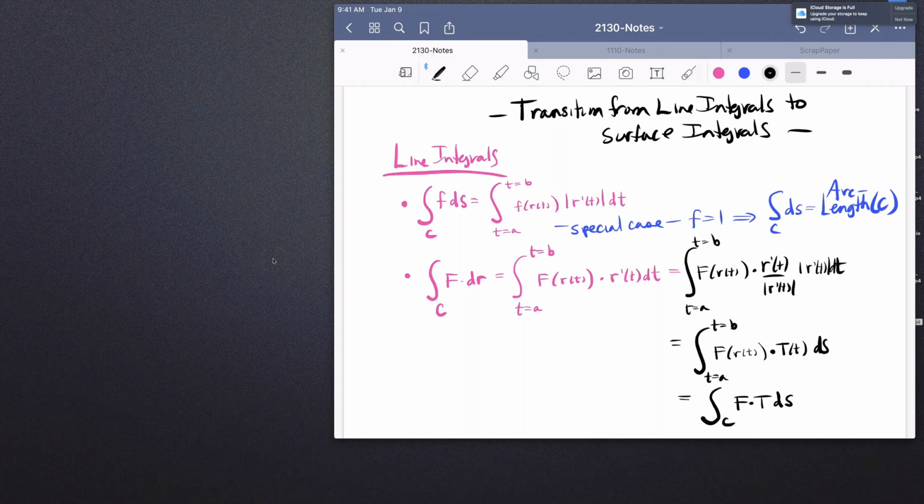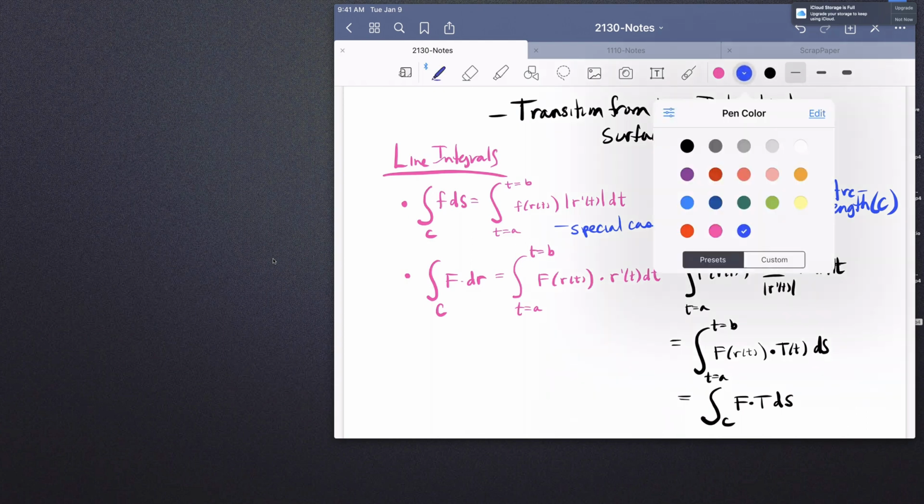All right, in this video, we summarize the different kinds of integrals that we've looked at so far in the context of the kinds of integrals that we are going to see in the very near future. So in this video, we transition essentially from line integrals to surface integrals.